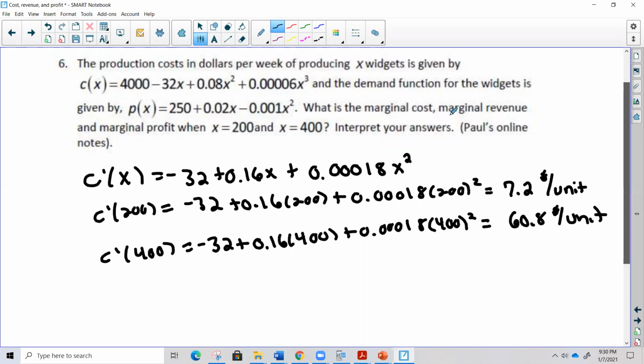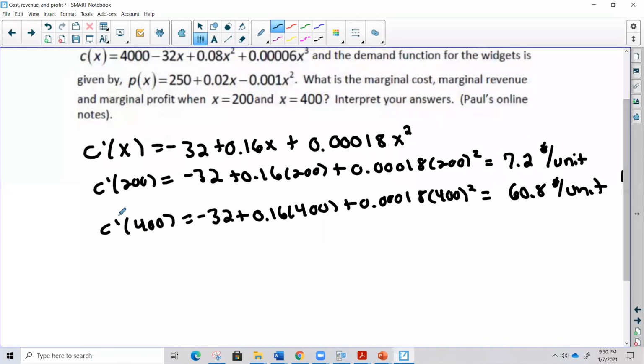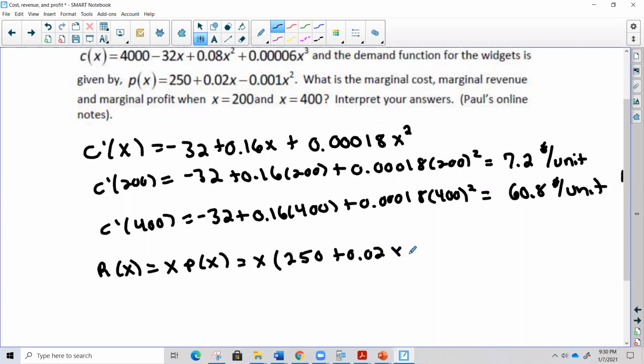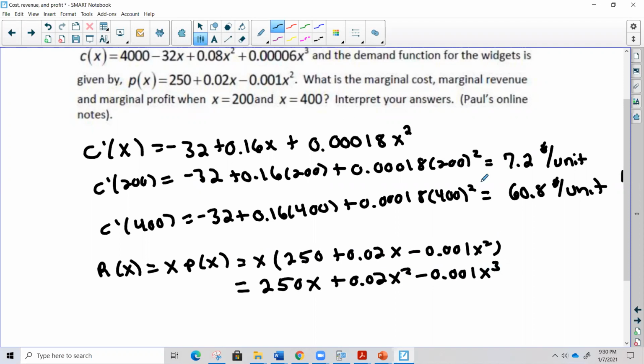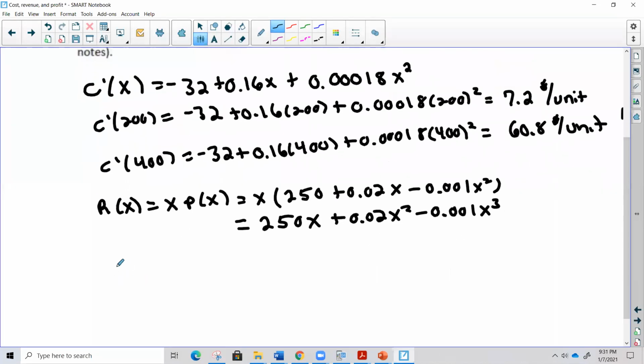Okay, so then we want to find the marginal revenue at these two values. Now they didn't give me the revenue function, they gave me the demand. So R of x is always the number of units, which in this case is x, times the demand function. So I'm going to have x times this function for my demand. And before I take the derivative, I need to distribute that x. That's very important. Okay, now I can take the derivative to find the marginal revenue formula.